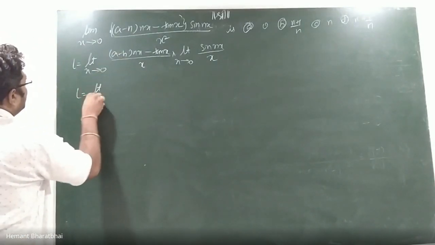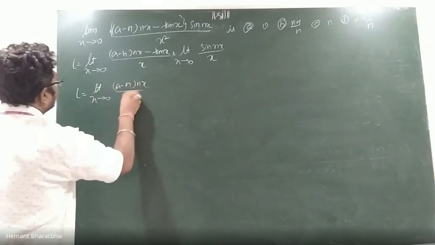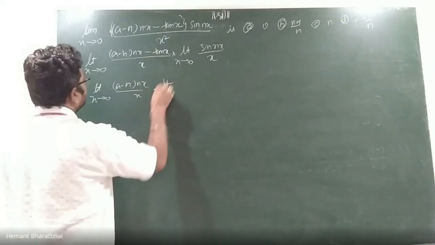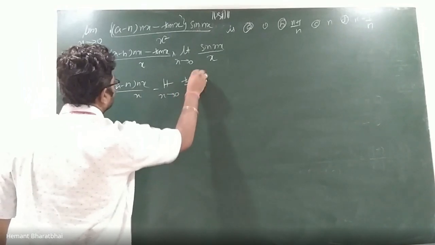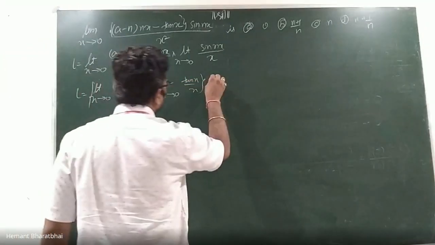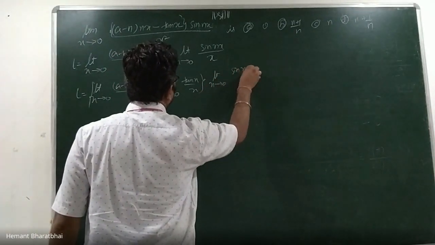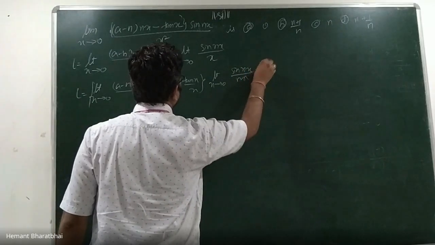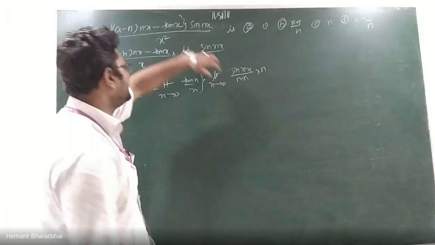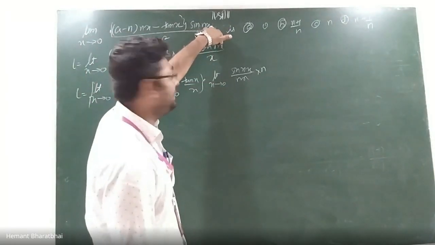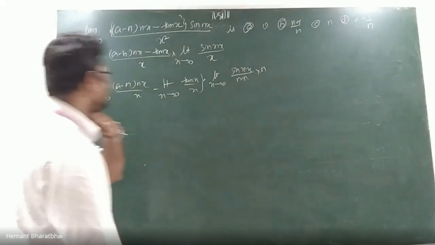So limit of x tends to 0, (a minus n) into (nx upon x minus limit of x tends to 0 tan of x upon x), the whole into limit of x tends to 0 sine of nx upon nx into n. We know that limit of sine of x by x is 1. So here I have nx, so here also I need n. Therefore I have multiplied it and divided it by n.